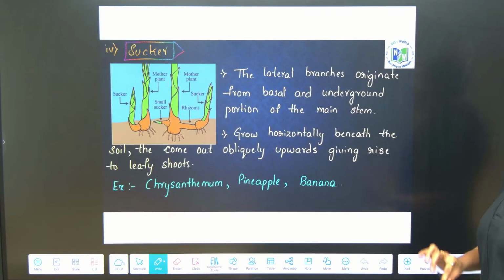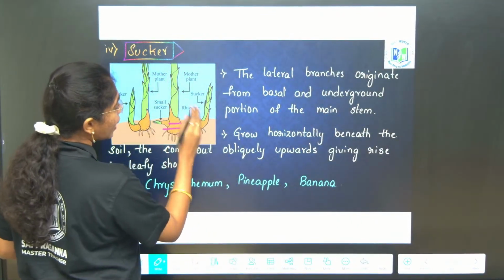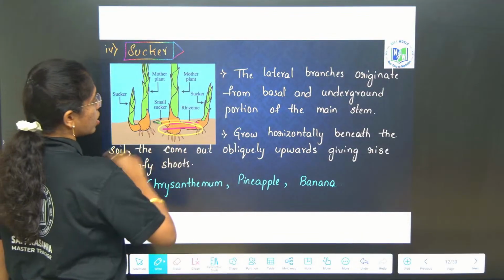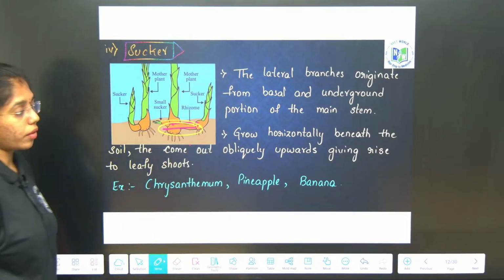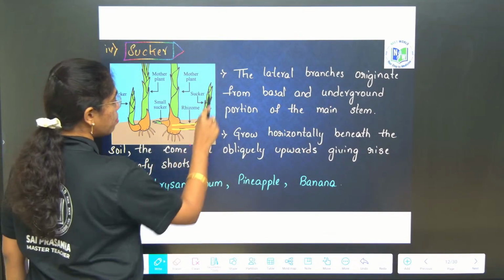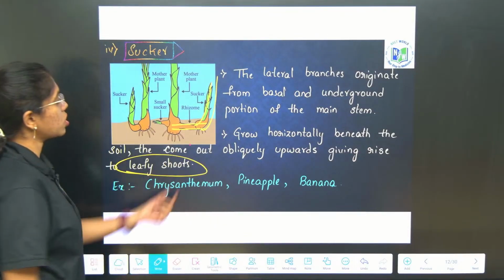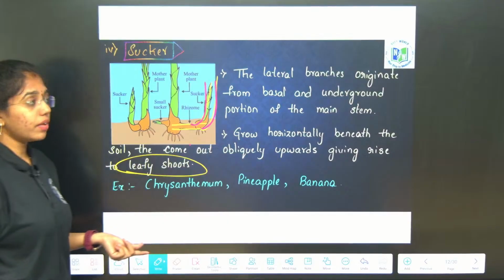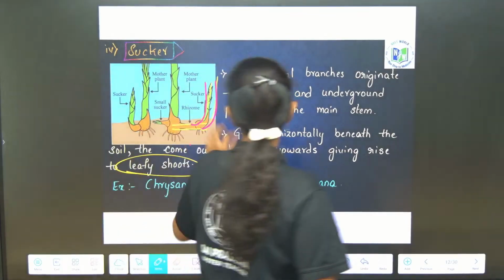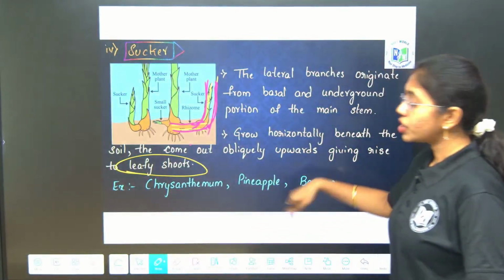Next is sucker. Sucker is the lateral branch that originates from the basal and underground portion of the main stem. This grows horizontally beneath the ground and comes out obliquely upwards, giving rise to leafy shoots. So how can you describe this sucker? It is the lateral branch which grows beneath the ground and then grows obliquely upwards, giving rise to leafy shoots.